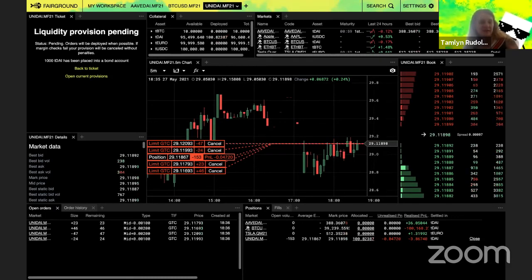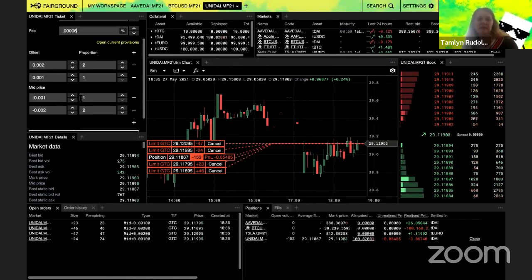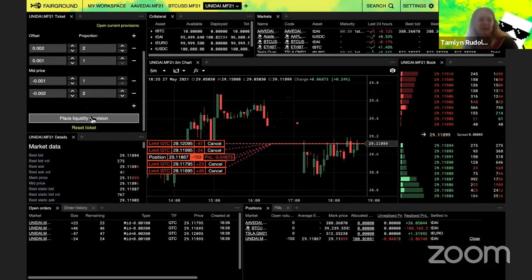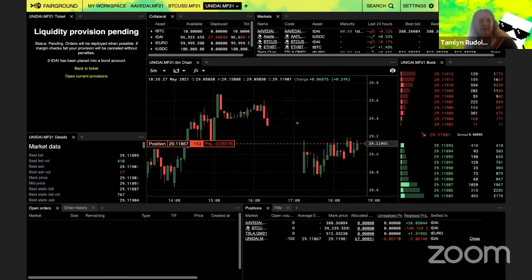I just wanted to show you how to cancel a liquidity order. Basically, I just do the same thing, but I set my commitment to 0. I still need a number in the fee field, and I still need the orders. But now if I press place liquidity provision, we should see that these orders disappear, as they have done.